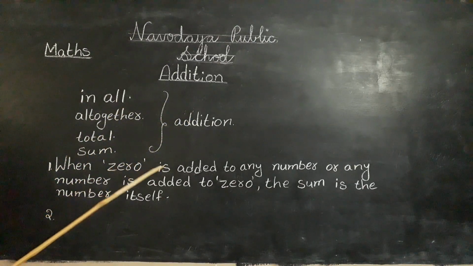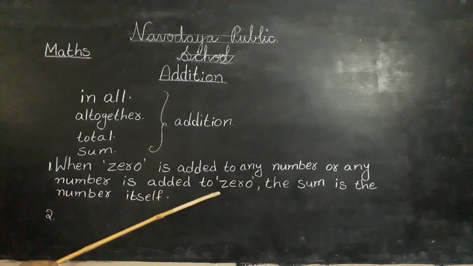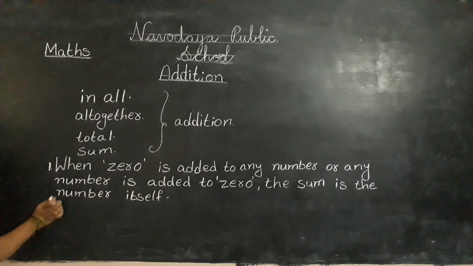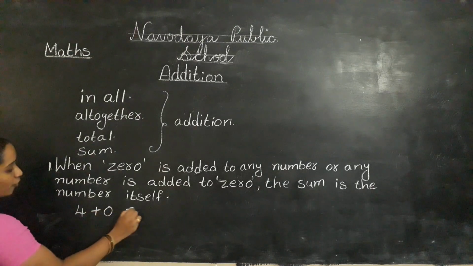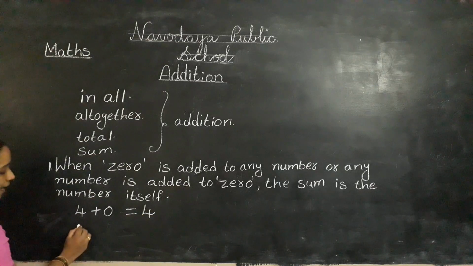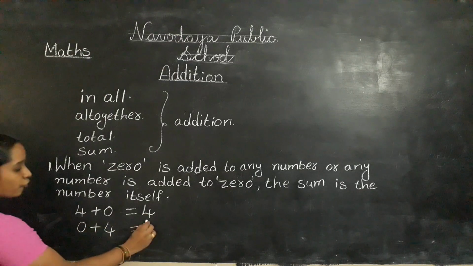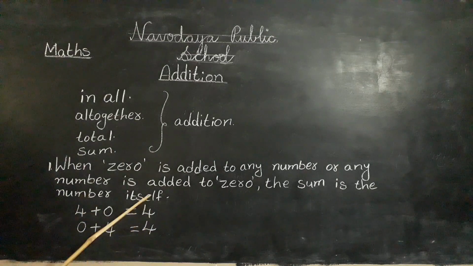When 0 is added to any number or any number is added to 0, the sum is the number itself. For example, if you add 4 and 0, 4 plus 0, how much? 4 itself. And if you add 0 plus 4, what is the sum? 4 itself. So, when 0 is added to any number or any number is added to 0, the sum is itself.